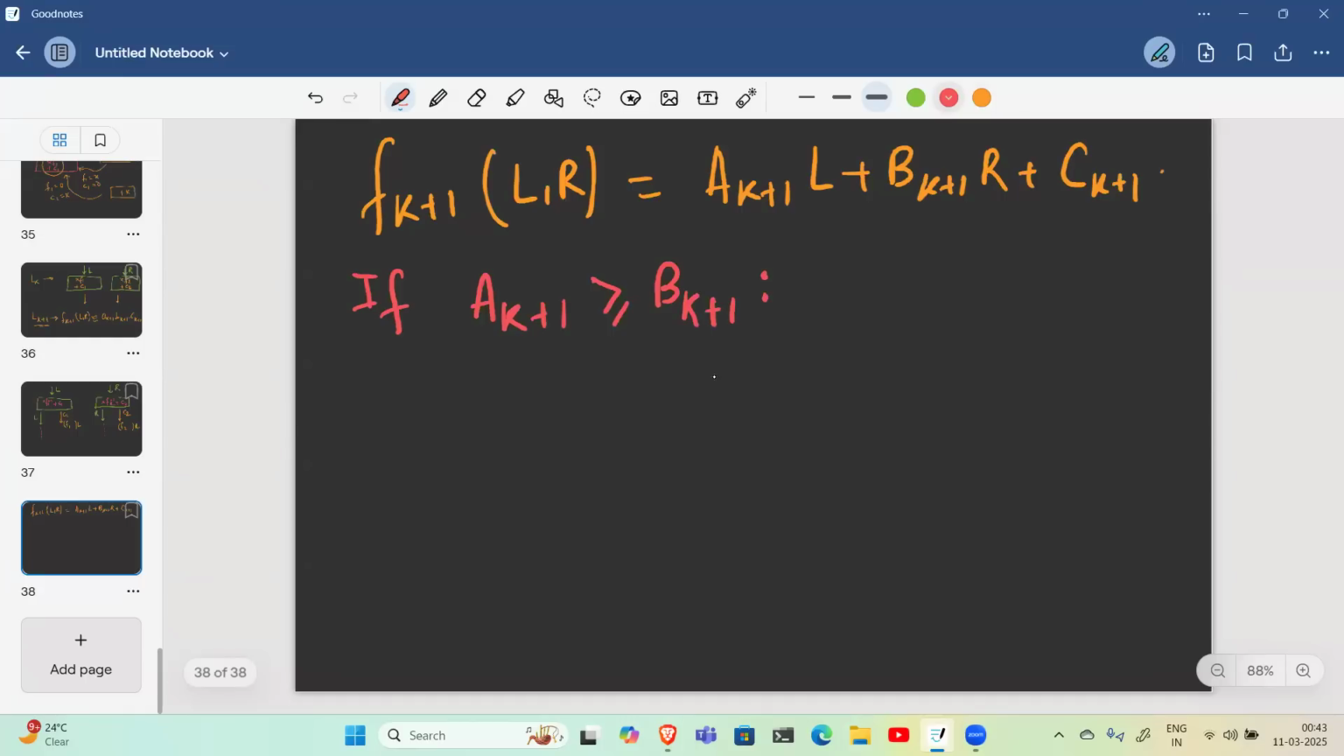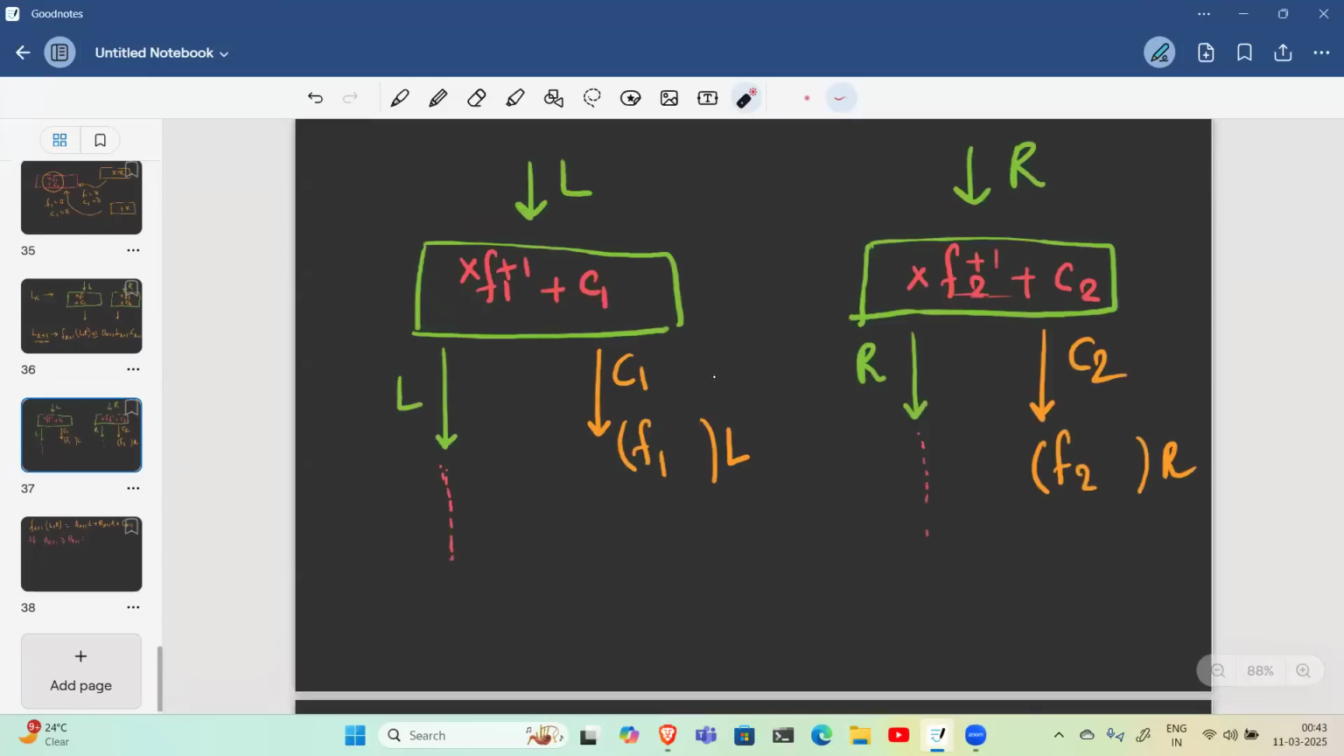So let me start with this case. If a k plus 1 is greater than or equal to b k plus 1, that means it is beneficial if all the people who have freshly taken birth pass through the left lane. Because if they pass through the left lane, the value of L will increase, and since the coefficient a k plus 1 is larger than b k plus 1, it will be beneficial. It will maximize the number of people. So it makes sense that I force all these newly born people to pass through the left lane.